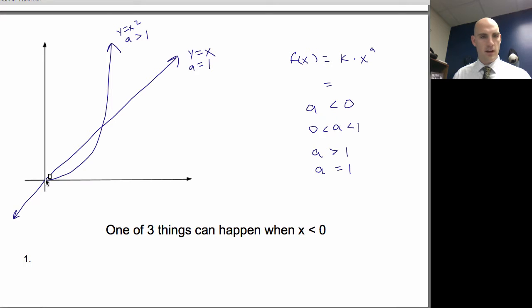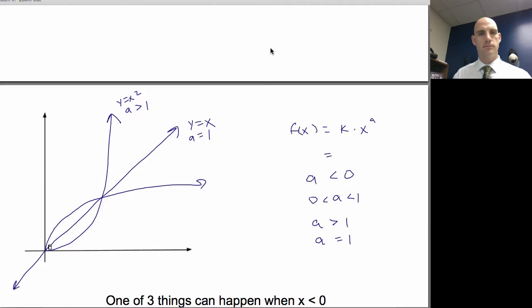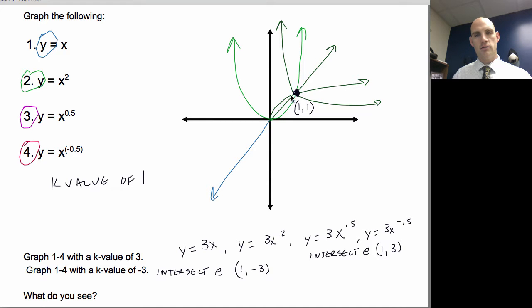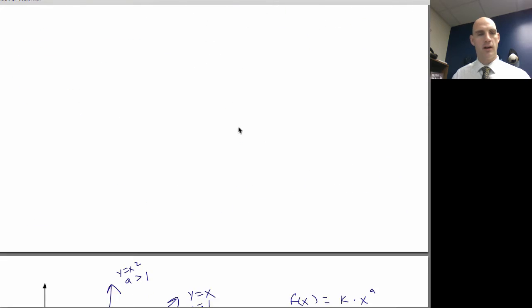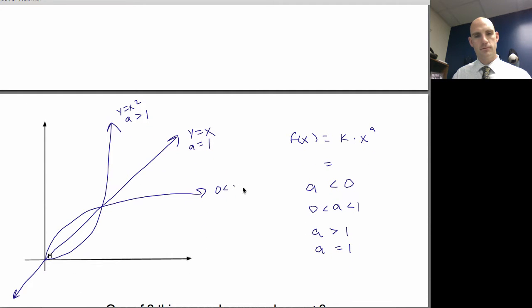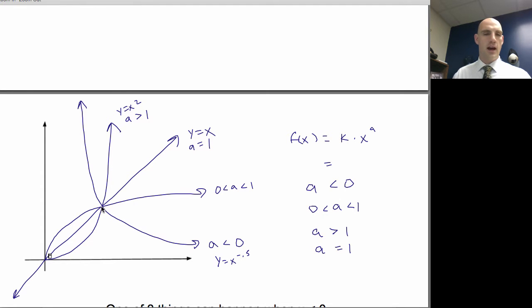Another one is going to be this one. And that one's going to be this line here. What was that line there? This line here was my a is less than 1. That was my 0.5. So that was my square root of x. My last one, see if they'll let me change colors here, is going to come down through that point right there. And this is when a is less than 0. That was, for example, my y equals x to the negative 0.5. And they all intersect at 1 comma k.